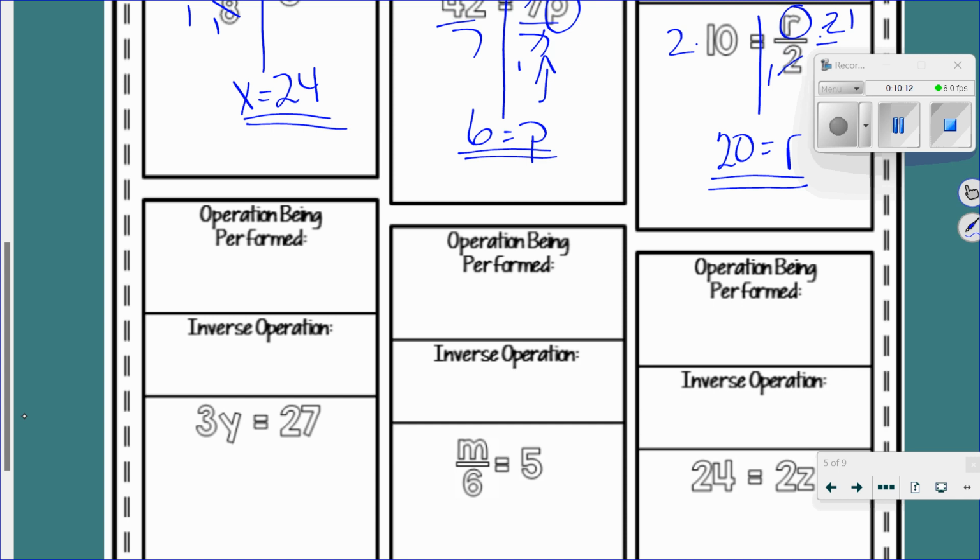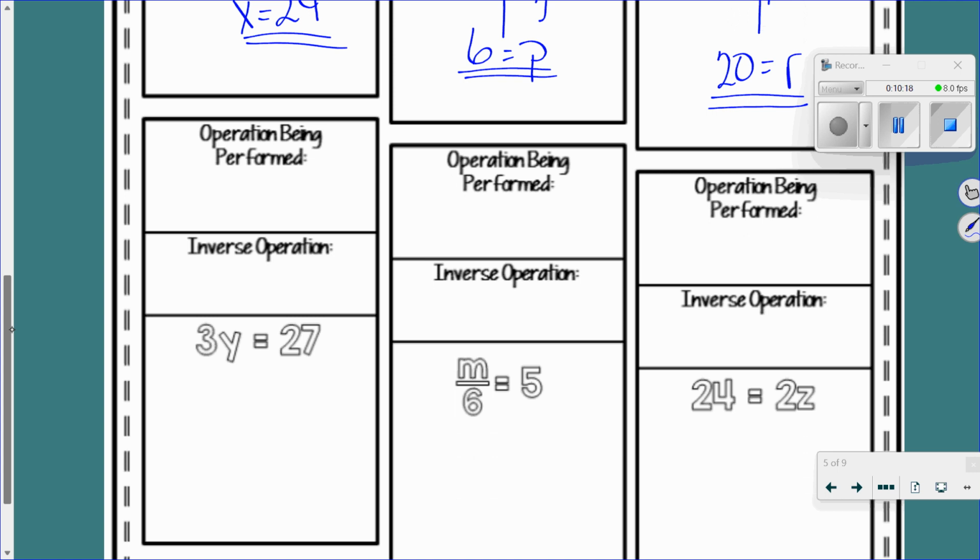Okay, our next one, here's our variable. What operation is being performed? Multiplication. So my inverse operation is division, meaning I'm dividing both sides by 3. So those go away. I have y equals 9.